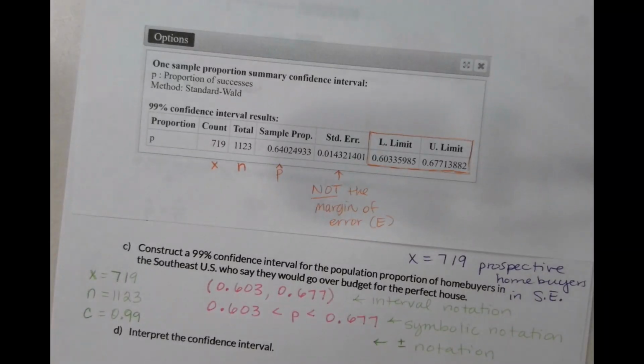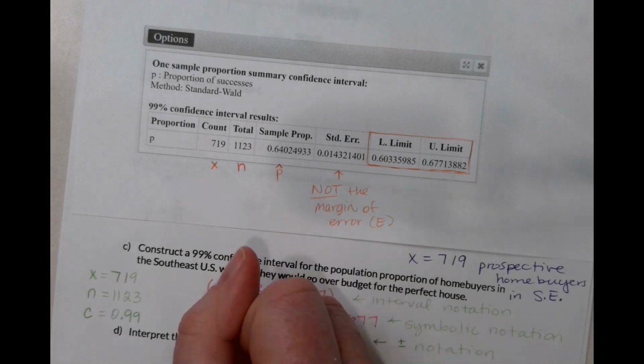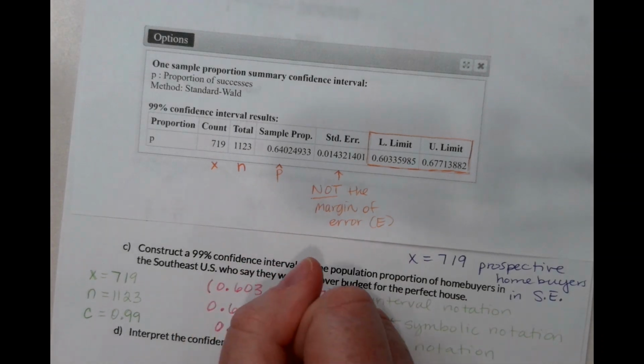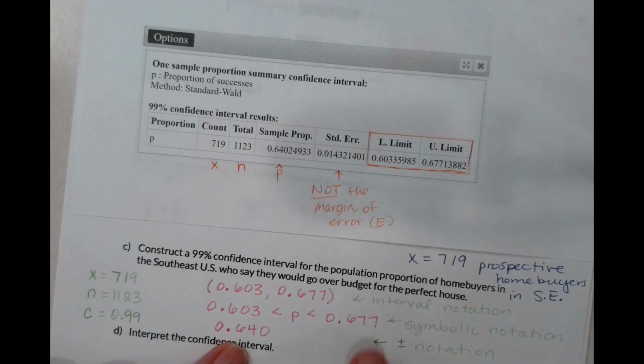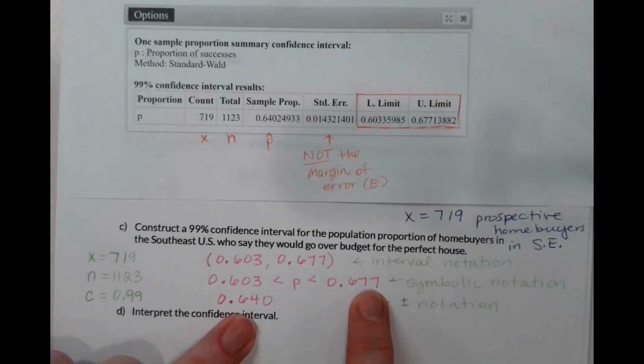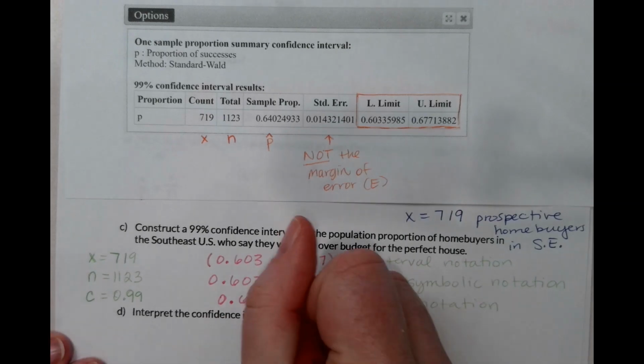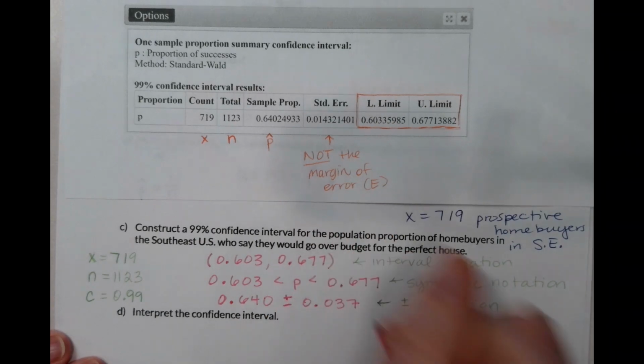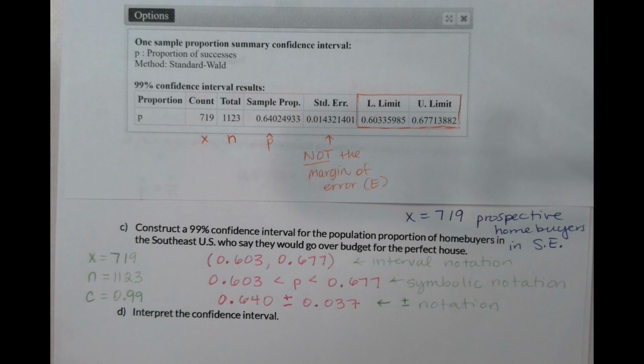I'm not going to pull my calculator over for you to see, but I'll use my sample proportion. It was the 0.640. And actually, I could see what this should be just by knowing what the difference is between the midpoint and this upper endpoint. That's just going to be adding 0.037. So plus or minus 0.037. So there are the 3 different formats that we've talked about in class.